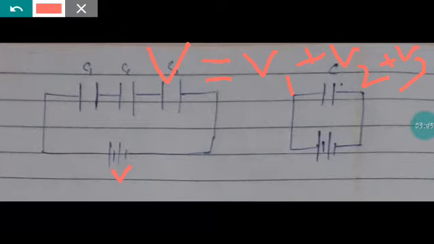Understood? Suppose in C1 the potential drop is V1. In C2 the potential drop is V2, and in the third the potential drop is V3, and the potential of the battery is V. Then it is obvious that the sum of all three potentials will be equal to the potential difference of the battery. Is that clear? Okay, now what?